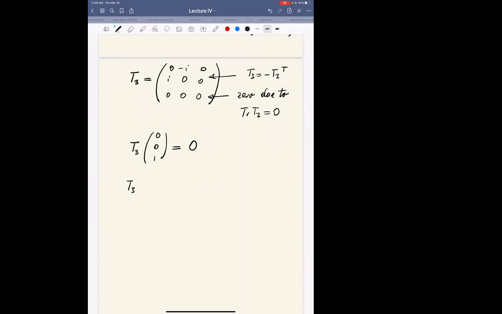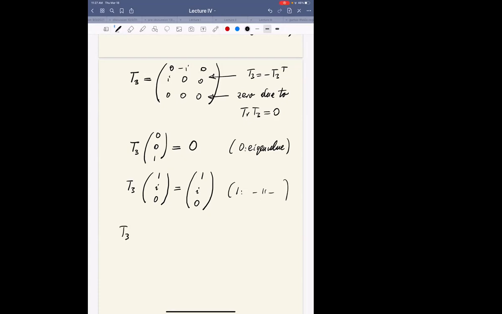T3 acting on this is I to the minus, so it gives me 1. I times 1 gives me I, 0. I got a state, so this is eigenvalue 0. This is 1 eigenvalue. Eigenvalue 1, I could have changed another order. Of course, you should know that.